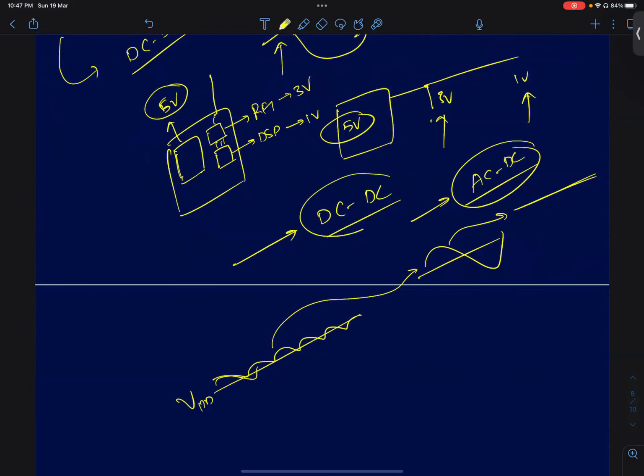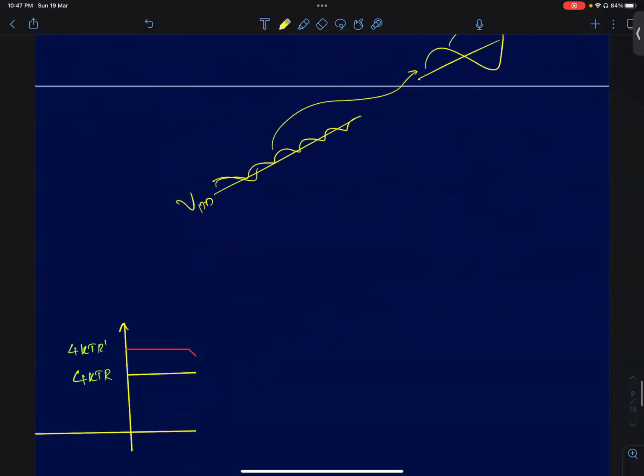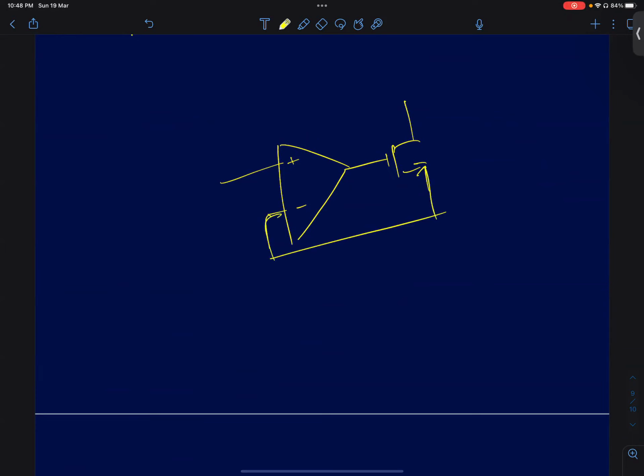In a DC to DC converter, there is a different approach. How do you convert 5 volts to 3 volts? One simple circuit I'll just draw, which most of you must have at least seen in any basic course on circuits, is what we call feedback regulators, voltage regulators. So let's say you have a voltage of 5 volts here, and from this you need to derive 3 volts. You can do something like this.